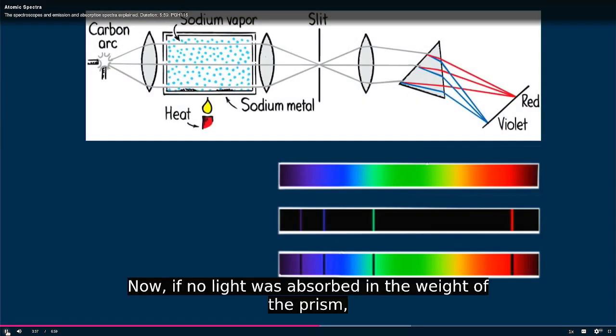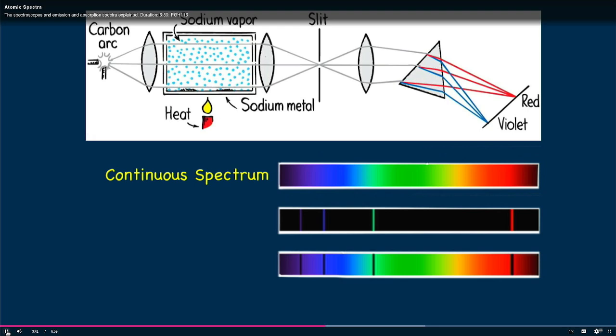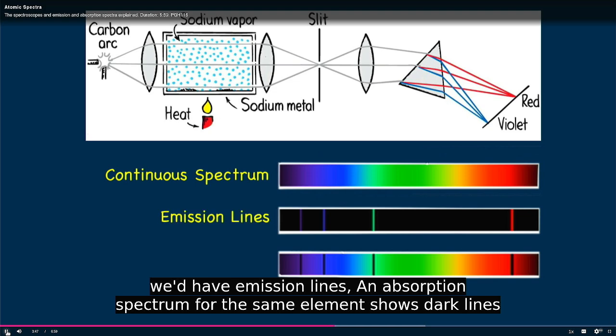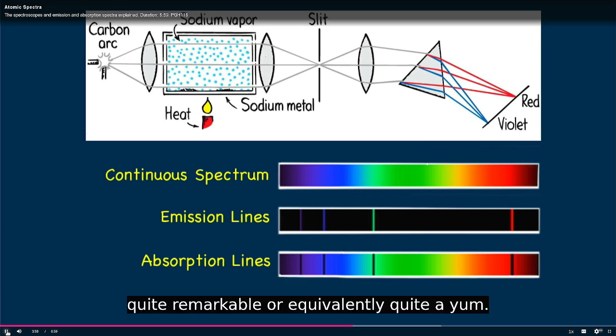Now, if no light was absorbed on the way to the prism, the spectrum would be continuous. If we substituted a white light source with some glowing gases, we'd have emission lines. An absorption spectrum for the same element shows dark lines where emission lines would be. The dark lines are like emission lines in reverse. Quite remarkable, or equivalently, quite yum.